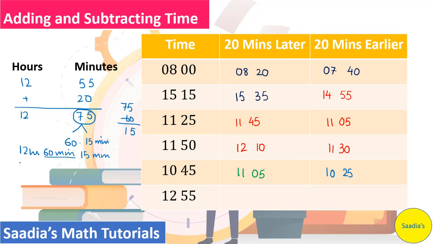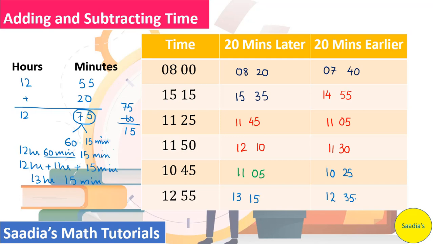And this 60 minutes means 1 hour. And what is 12 hours plus 1 hour? It is 13 hours. So we can write it as 13 hours and 15 minutes. Last, 20 minutes earlier. What would be the time 20 minutes earlier? We need to subtract 20 from 55. What would we get? 12 hours and how many minutes? 35.